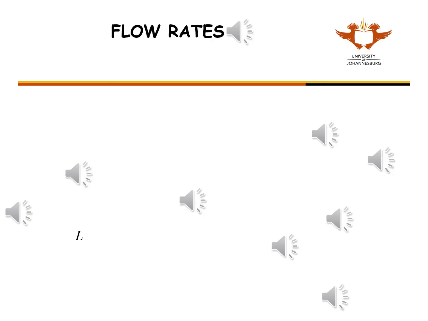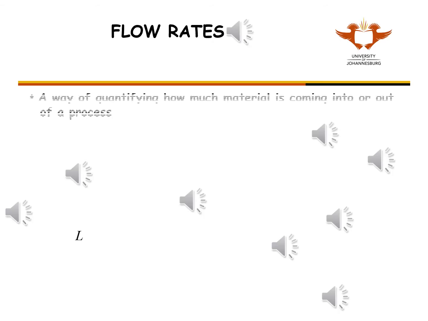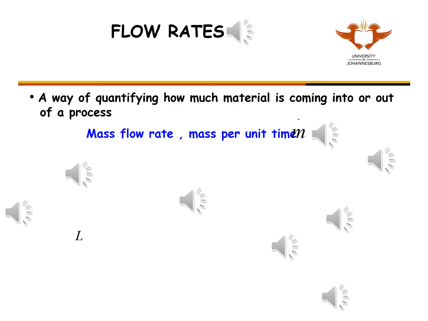A flow rate indicates how much material flows into, or out of, a process, or how much material is flowing in a pipe. Mass flow rate is the mass flowing per unit time, and is measured in kilograms per second. For example, if 10 kilograms flows into a process in every second, the mass flow rate, or m dot, is 10 kilograms per second. You get this by dividing 10 kilograms by 1 second.